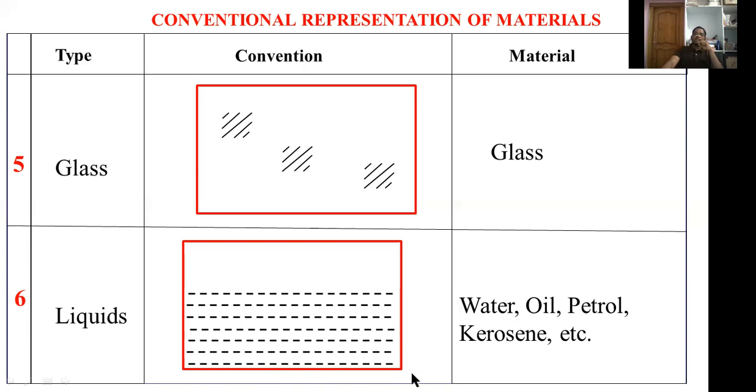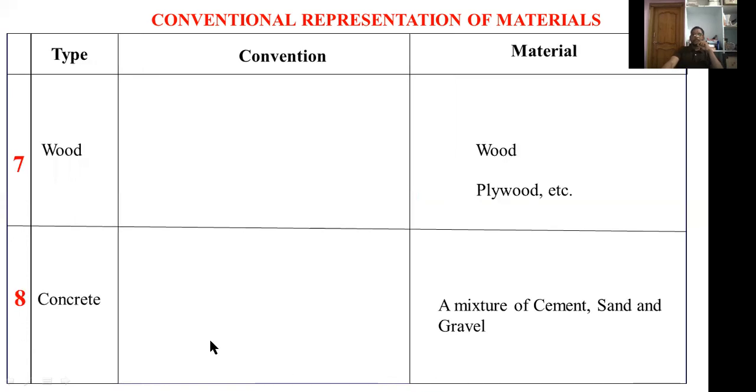This is the example for liquid materials. So this type of convention is used for water, oil, petrol, kerosene, like that liquid materials. Now how to represent wood, plywood materials.